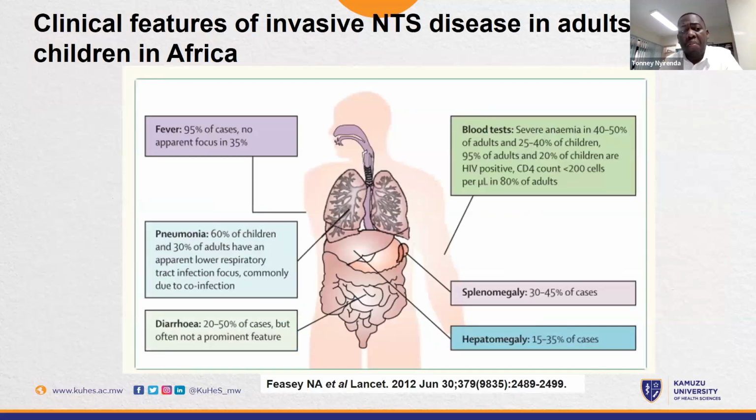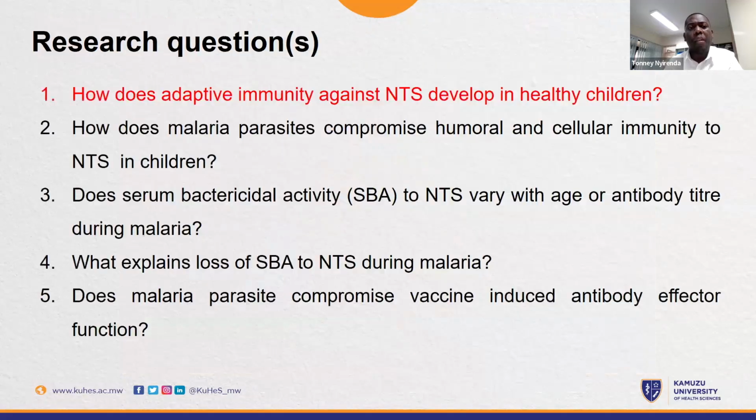In terms of the clinical features, the majority will present with fever, but also pneumonia, diarrhea, splenomegaly, and hepatomegaly. The blood test, if done, is usually associated with severe anemia, and this severe anemia could also be in the context of malaria as well.